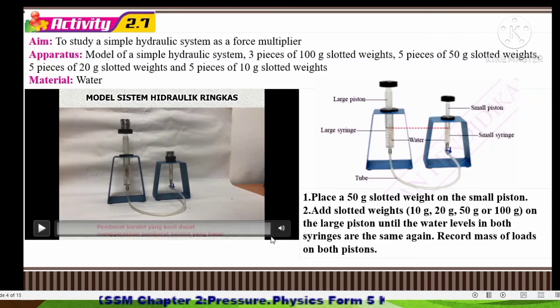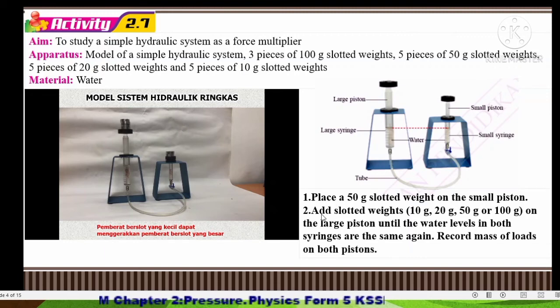So you can try this in the lab. You can record data. For example, you add slotted weights of 10 gram, 20 gram, 50 gram or 100 gram on the large piston until the water levels in both syringes are the same again. Then you can record the mass of load on both pistons.